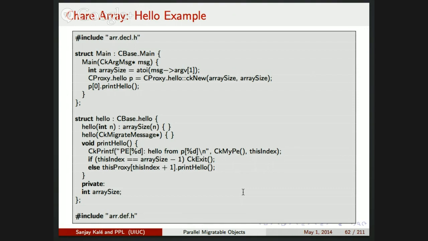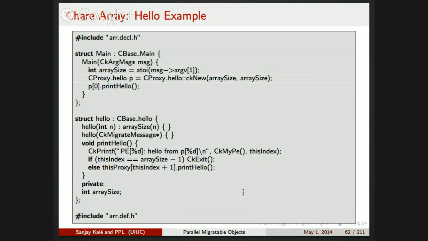So in this case, when we call print hello, it first prints out a message saying hello from, and then whatever char index in the array it is, and also which PE that char is on. Then, if we're the last char in the array, which is why we passed in the array size, if our index is equal to the array size minus 1, we'll exit. Otherwise, we send a message to the next char in the array. Like each char has a this proxy, when we're dealing with char arrays it also has a field for its own index. So the char gets its own proxy, which is the proxy for the entire array, then gets its own index, increments that by 1, and sends the message, essentially sending that message to the next element in the array.